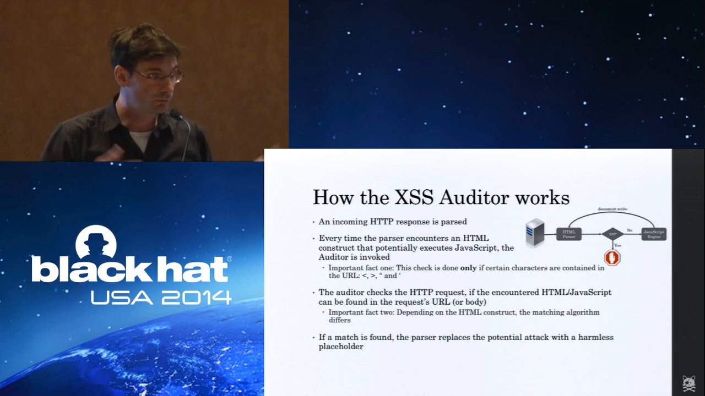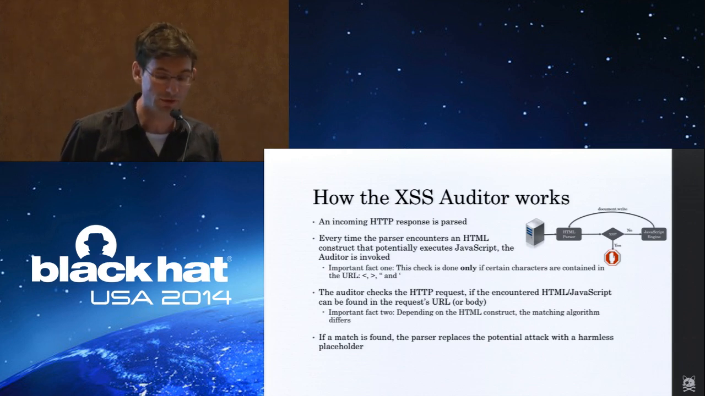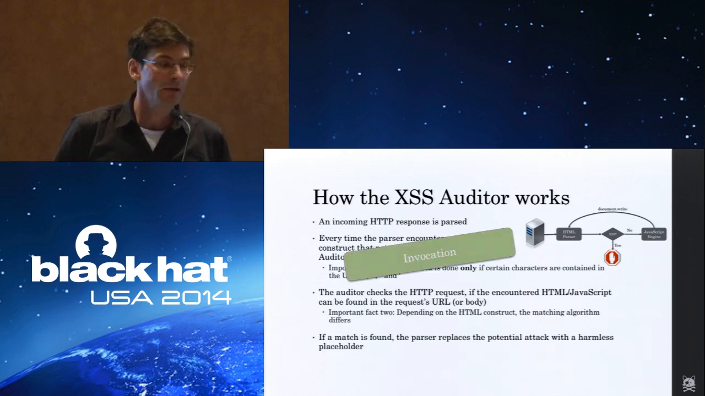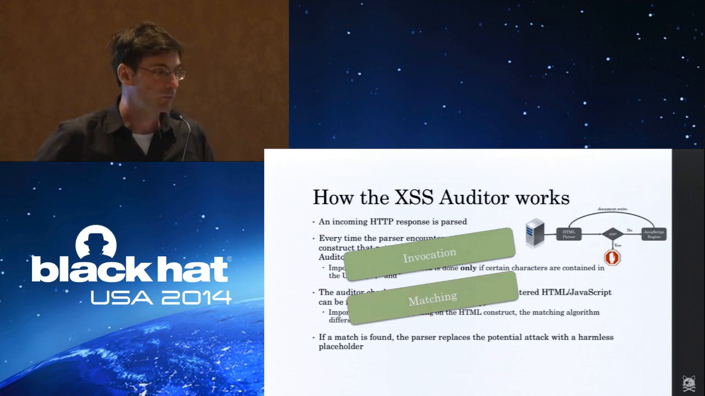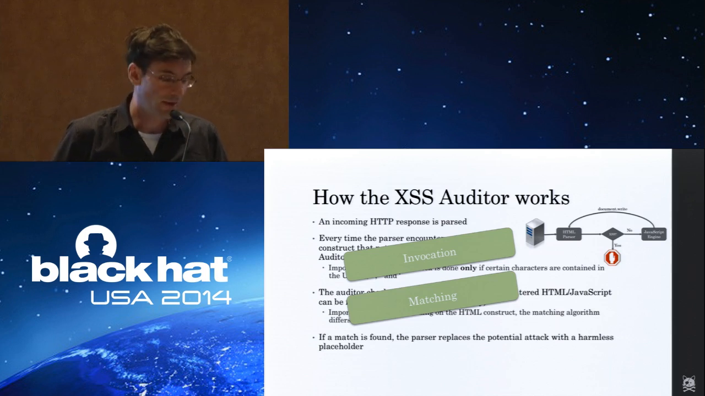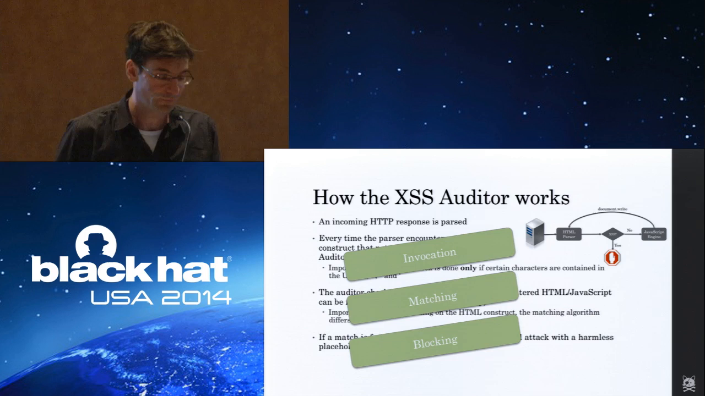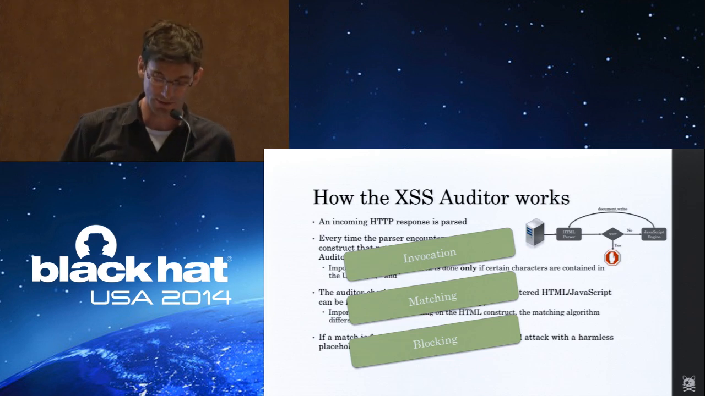So to sum up, if you look from a bird's eye view, the auditor works in three steps. There's the invocation phase, in which the auditor is invoked if the three conditions that we talked about are met. Then there's the matching phase, depending on which HTML construct we're looking for. And then if we have a match, there's the blocking phase. Coming from here, it's rather obvious how to build your bypasses, because of this three-step process. There are two steps that are interesting.